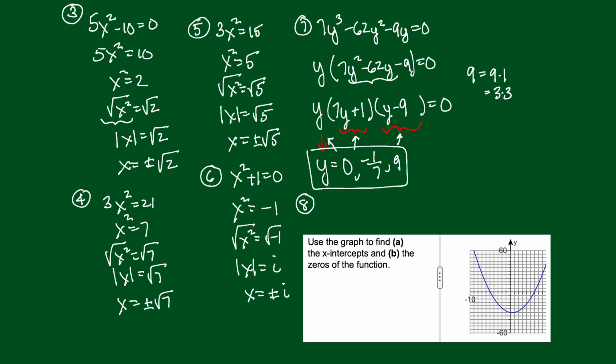Problem 8 says to use the graph to find the intercepts, the x-intercepts, and the zeros of the function. All right, so let's look at this graph here. It starts here, here's 0. This is negative 10, so where are we? The x-intercepts: I've got one right here, and I've got one right here, little red dots. So where are they? Let's count them out here.